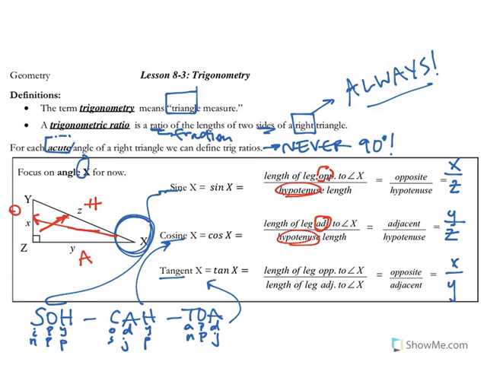The biggest thing is that you spell it correctly. So, S-O-H, C-A-H, and T-O-A. So I'm going to write that on our page to help us remember this, but we can always come back to this slide and see what's going on to help us know what all of our trig ratios are.